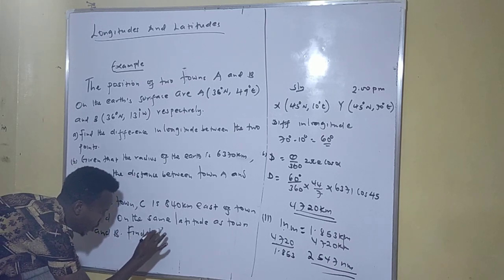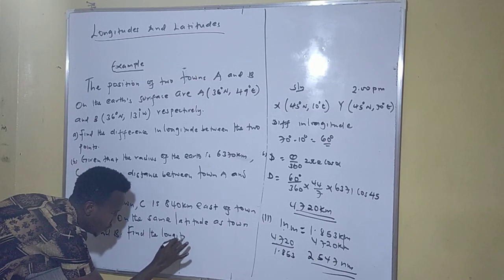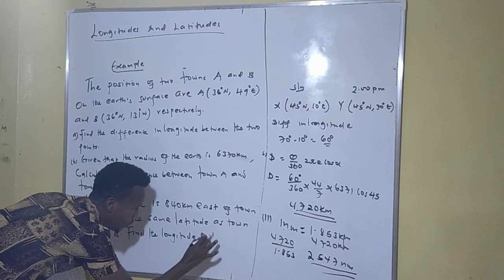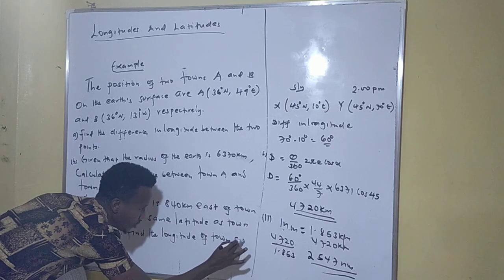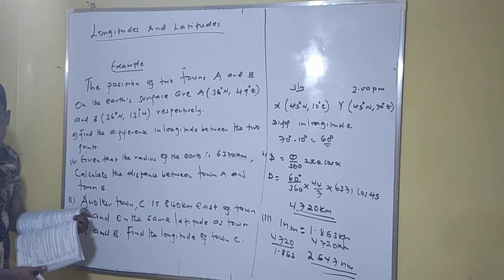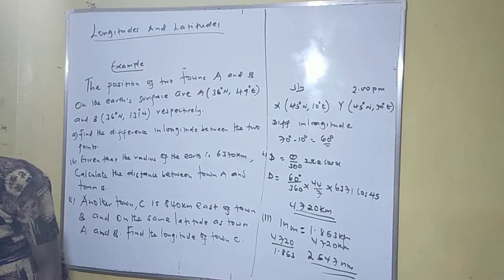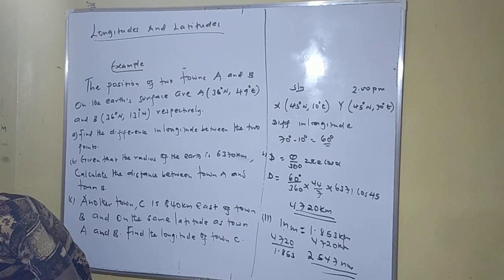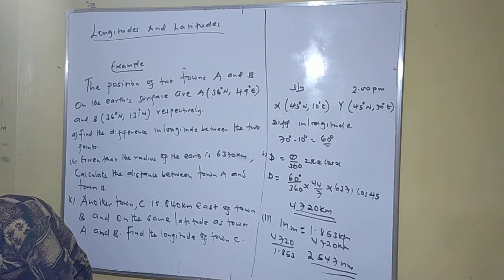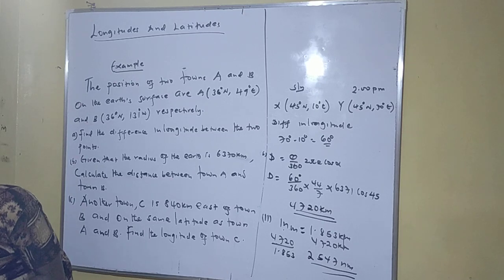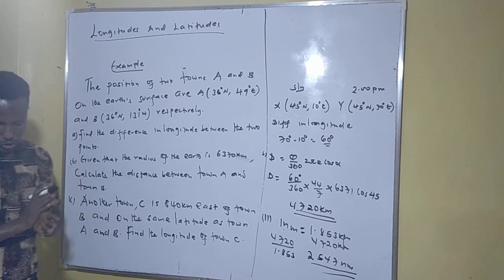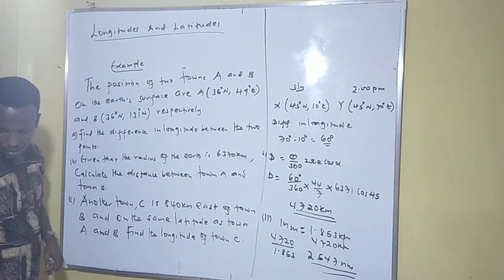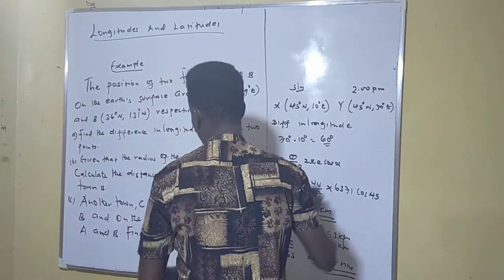Find the longitude of town C. That's what you're told. Find the longitude of town C. Just understand that. Okay? Then coming to the solution here.